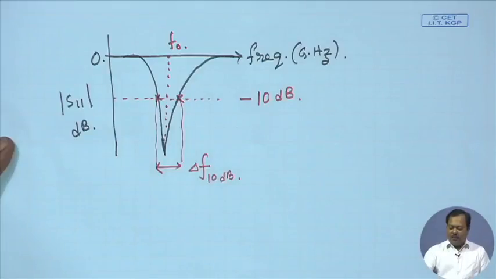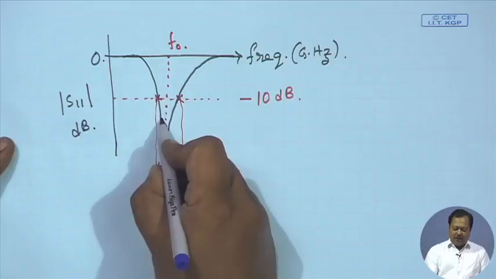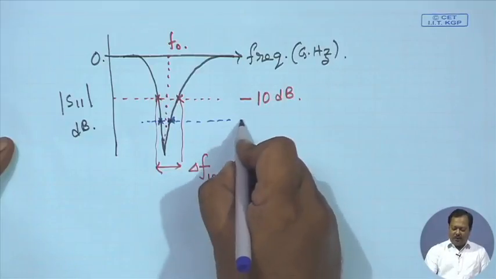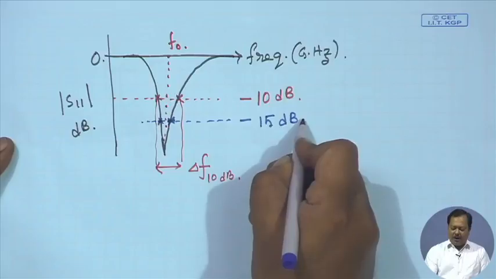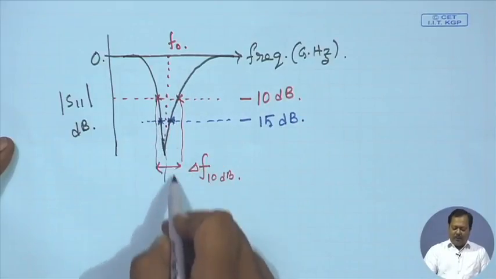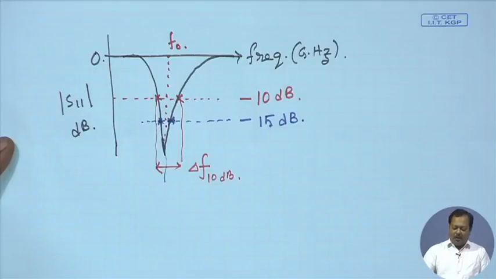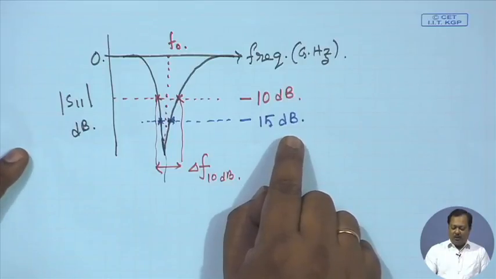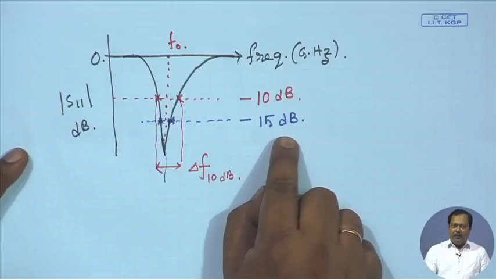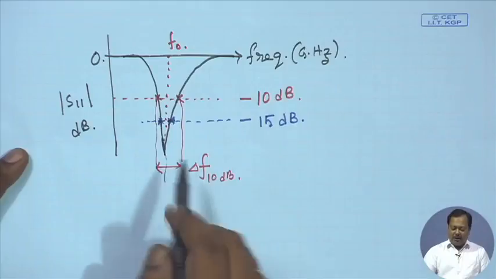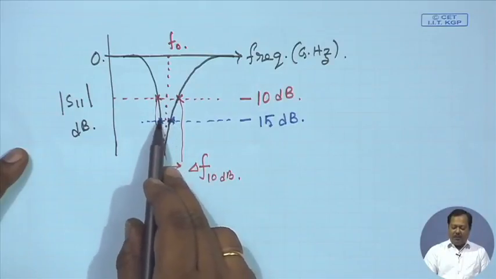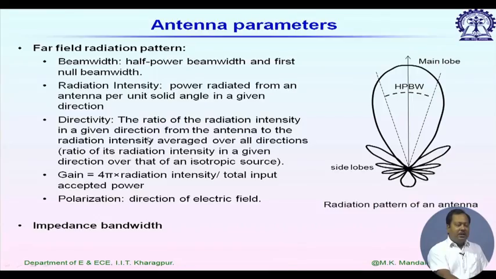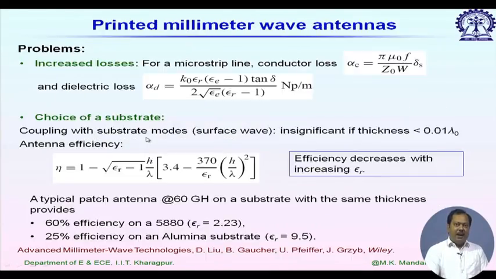But in some applications, a more stringent definition is used. In that case, they do not want even this 10% loss. So, we further decrease it to another level, let us say minus 15 dB. We call it the minus 15 dB bandwidth of the antenna, and if I convert this minus 15 dB to input power loss due to reflection, it comes to approximately 5%. So, over this band, we can say that at least 95% of the power is accepted by the antenna port. With this definition, now let us see what problems we face at millimeter wave frequencies.